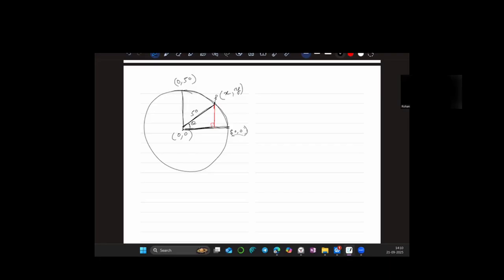what is the x coordinate? It's nothing but the base. This is the x coordinate, x comma 0. And what's the y coordinate? It's nothing but the height. This is 0 comma y. So if you can find the value of the base and the height of this right angle triangle, you can figure out the x and the y coordinates.